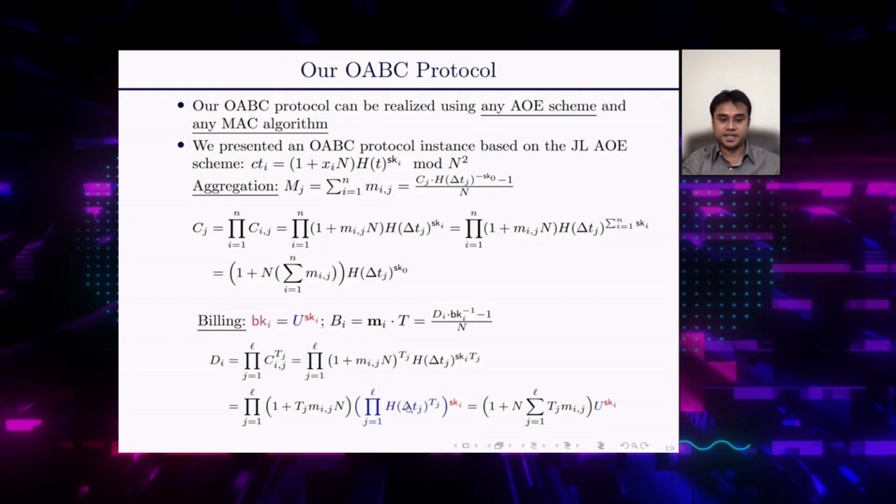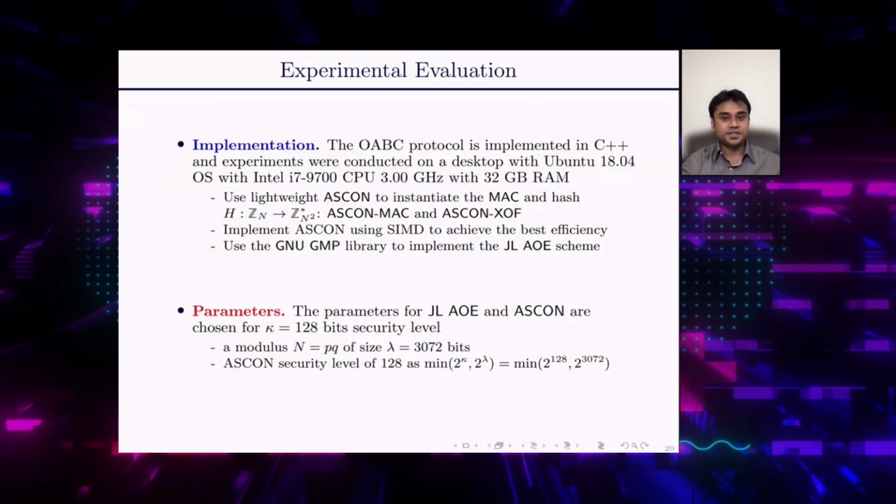And the billing key is computed using the secret key of the AOE scheme. These are the public values: it's a product of H(delta t_j) to the power of the tariff value, where capital T is the tariff. So this blue color is basically public information, and the billing key is computed using the secret key. So now we can prove that the security of our protocol is based on the security of the AOE scheme.